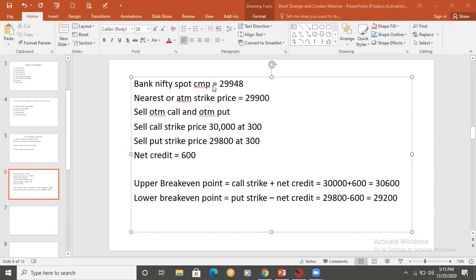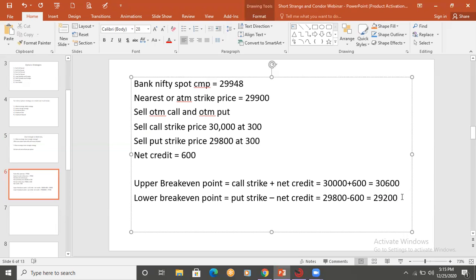So right now you can see Bank Nifty is trading at 29,948. If it crosses 30,600, then my loss will start. If it crosses 29,200 on the downside, then my loss will start.